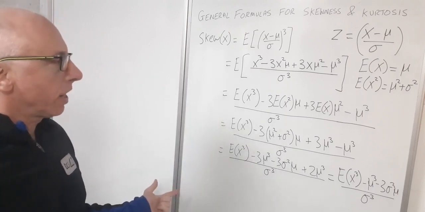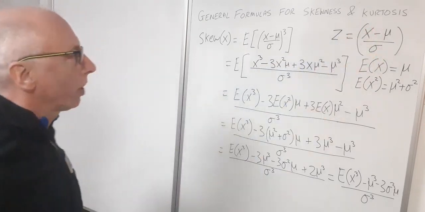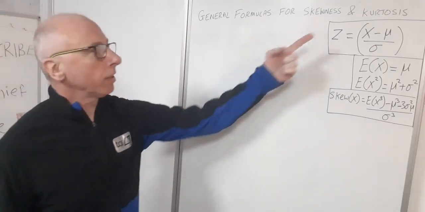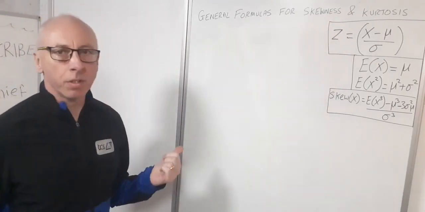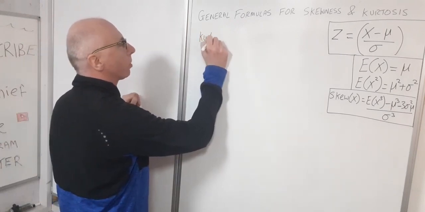Okay, so now that's finished. What we can do is now clear the board and we'll try and calculate our kurtosis. Okay, so now we'll calculate the kurtosis. So it's very similar to the skewness, except for the power that we raise the z-score to.